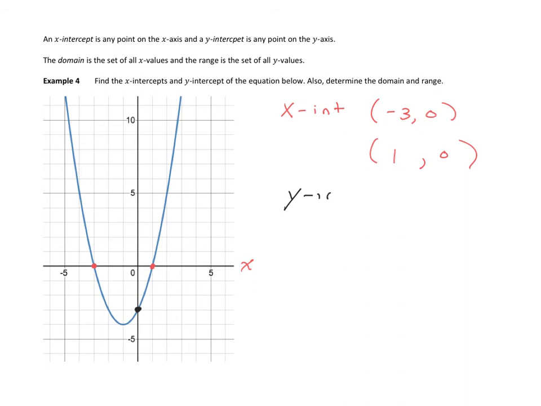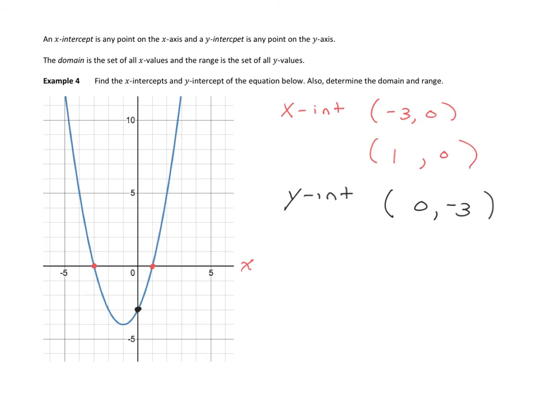So if we want to find the y-intercept, I can see that it's right here. There's only one. What are its coordinates? Well, the x value is 0. This will always be true for a y-intercept. The x value must be 0 because you don't go left or right. You're actually right on the axis. And the y value looks like it's negative 3.